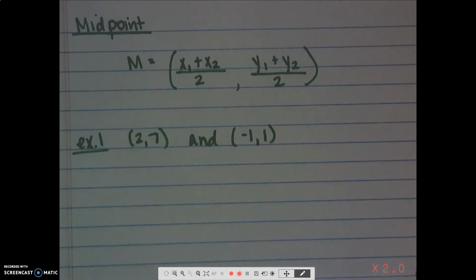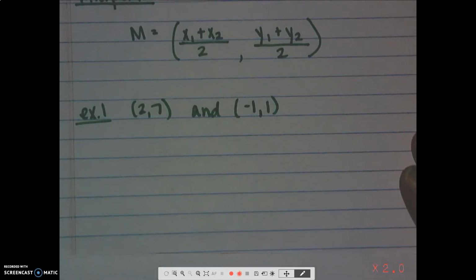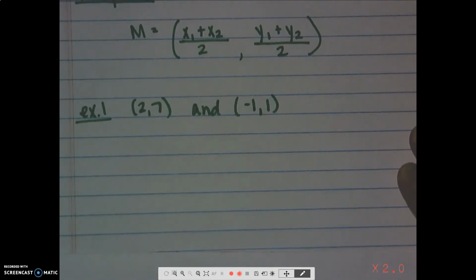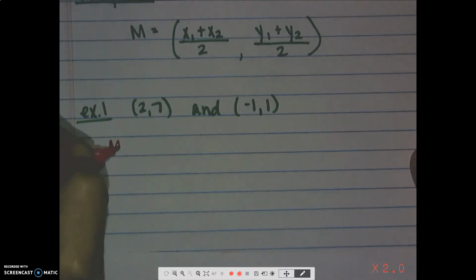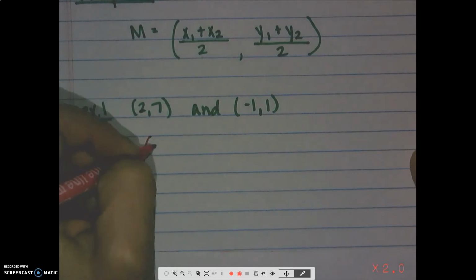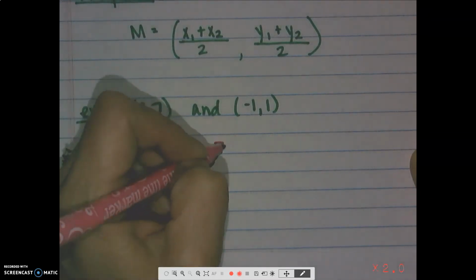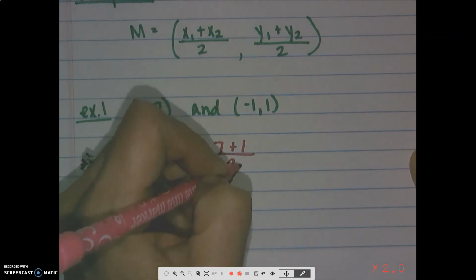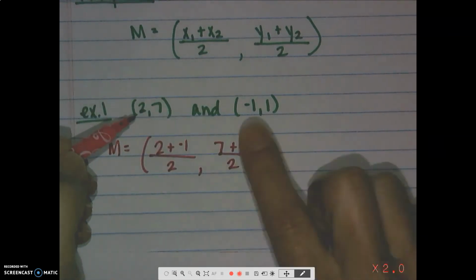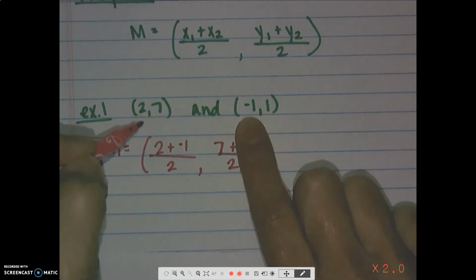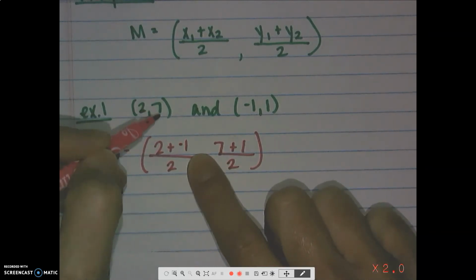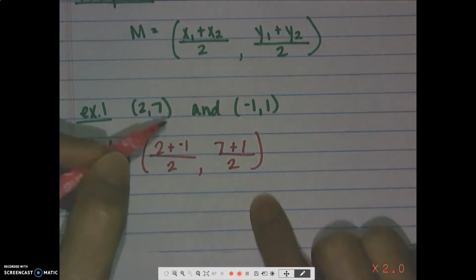Our first example: if we have the points (2, 7) and (negative 1, 1), to be honest with you, it doesn't matter which point is x1, y1 and which is x2, y2. All you need to do for midpoint is take the two x values, add them together, and divide by 2. Then the two y values, add them together, and divide by 2. I just keep them in order here. So I said 2 plus negative 1, those were my x values, and then 7 plus 1, those were my y values.